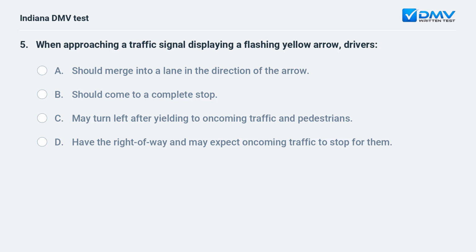When approaching a traffic signal displaying a flashing yellow arrow, drivers A. Should merge into a lane in the direction of the arrow. B. Should come to a complete stop. C. May turn left after yielding to oncoming traffic and pedestrians. D. Have the right of way and may expect oncoming traffic to stop for them.